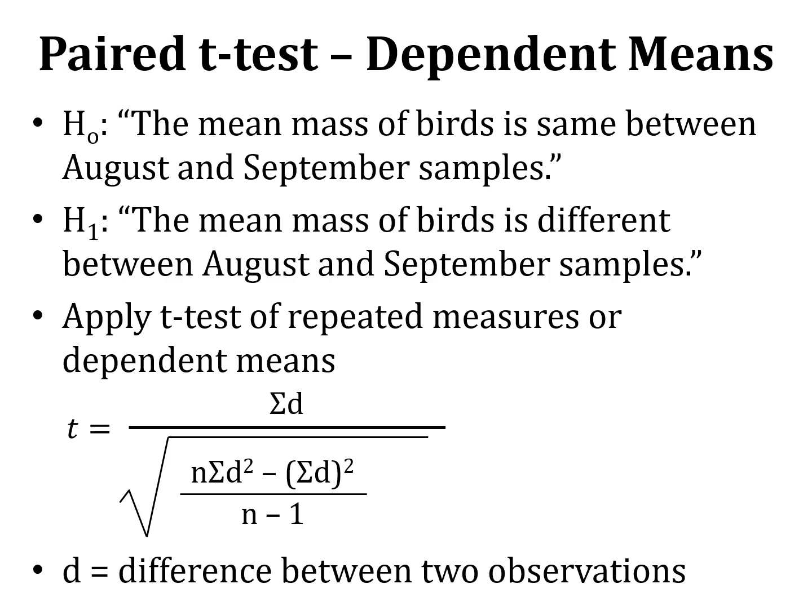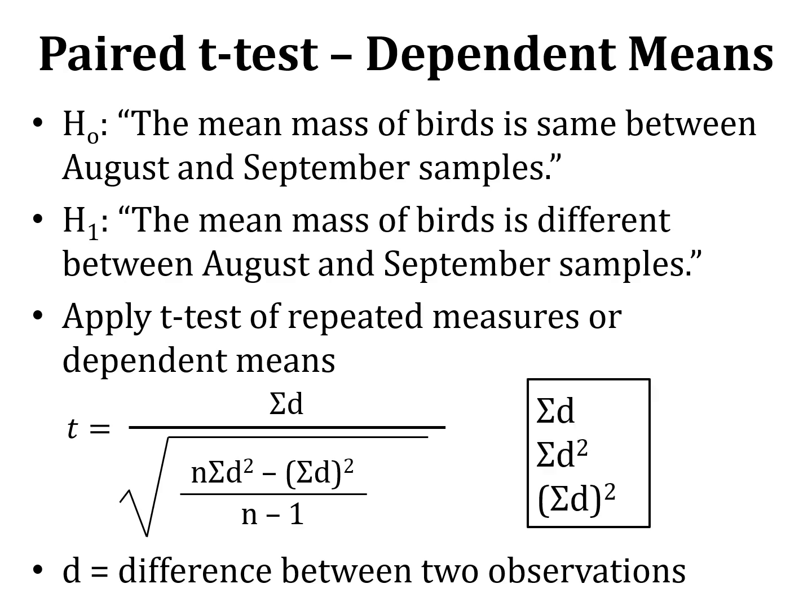Now you can see that there are three factors in the formula. This is summation d, then summation d square, and then summation d whole square. All these three things are different. Summation d means that you take the difference of each pair individually, and then you take the sum of all the individual d values. So that will be your summation d.